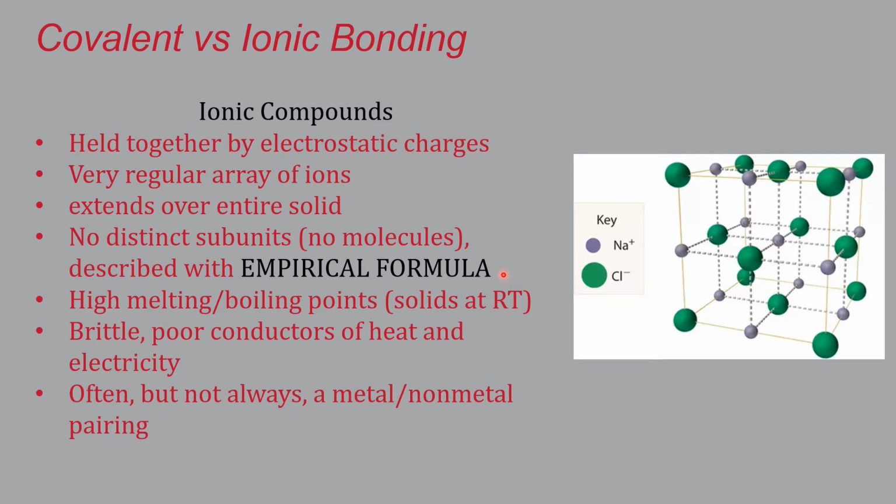Now, because the electrostatic interactions holding all of these charged particles together are quite strong, it's pretty hard to break them, so they've got high melting and high boiling points. They pretty much are always solids at room temperature. They are also brittle, and they are poor conductors of heat and electricity, and they are often, but not always, and stay tuned for this exception, a metal-nonmetal pairing. So it's critical that you be able to look at a periodic table and determine what side is metal, what side is nonmetals. And if you have a pairing of one of each, it's an ionic compound.